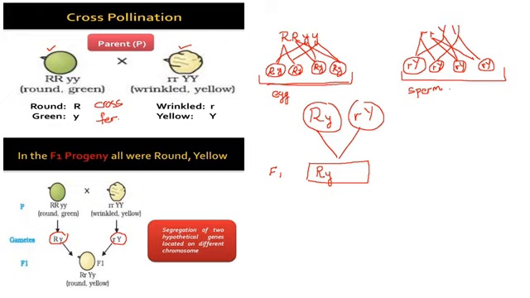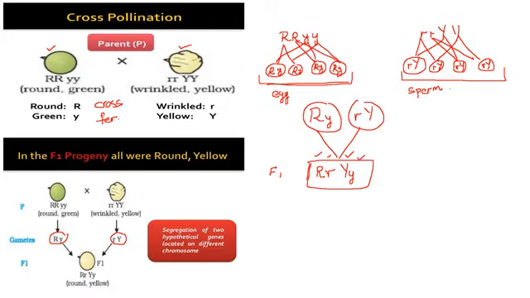Okay, and we have to rearrange this. So I have to take capital R and small r over here, capital R and small r, keeping these two together, and capital Y and small y. The identical alleles I'm keeping together. One allele, capital R, is responsible for round, small r for wrinkled, capital Y is responsible for yellow, and small y for the green color, right?